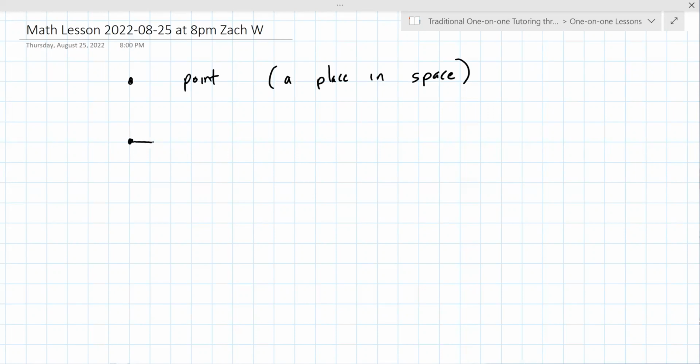Now, if you extended a point, you would get a line segment. Line segment. And so when there's a line segment, does that mean it's moving on forever? Or is it just a point to a point? It is currently a point to a point.